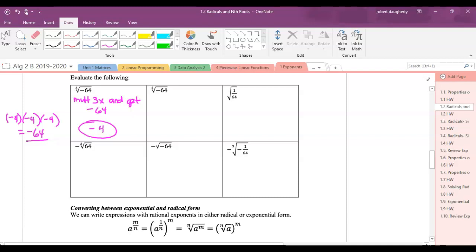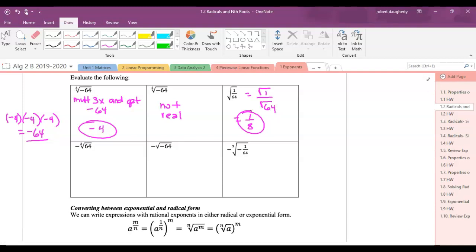The square root of negative 64. This is not a real number. If you were to do this, it would be 8i, but there is not a real number for the square root of negative 64. The square root of 1 over 64: you can write this as the square root of 1 over the square root of 64, which is just 1 over 8. When you square 1/8, you get back to 1/64, and you do.